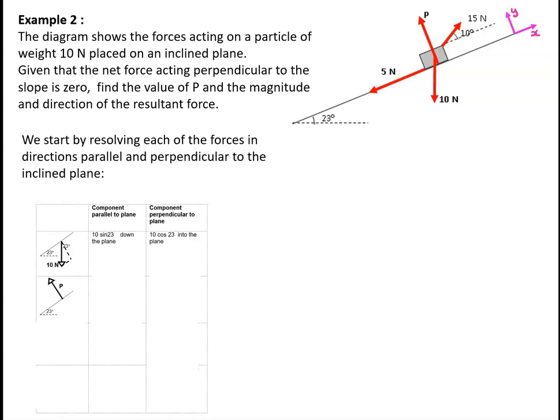For the force of P acting out of the plane, well, the component parallel to the plane is 0 because P is acting perpendicular to the plane. The component perpendicular to the plane is P out of the plane.